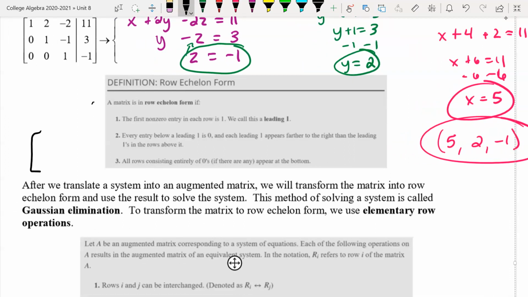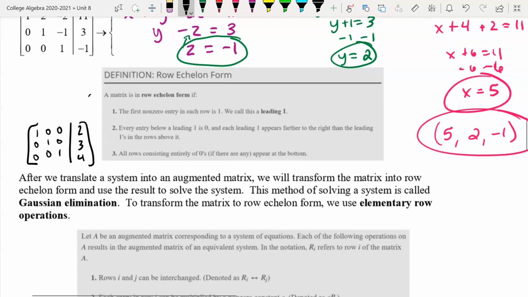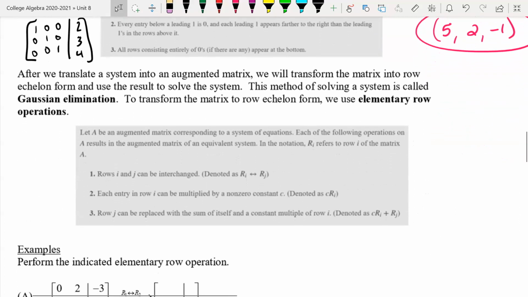So what that means is, like, say I have a 3 by 3. You essentially normally want it to look like this, and then whatever the numbers are, because that means you've solved for x, y, and z. So notice the 1s are diagonals. So that's what we call row echelon form. In order to get to row echelon form, you have to do elementary row operations. Really, it's not too bad.